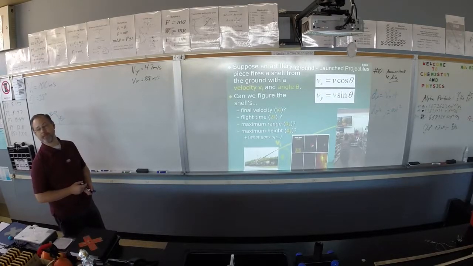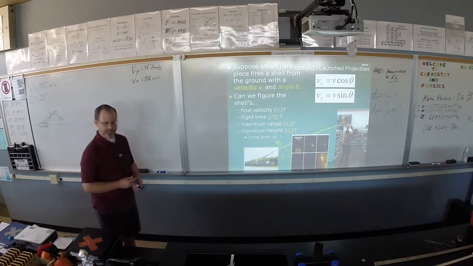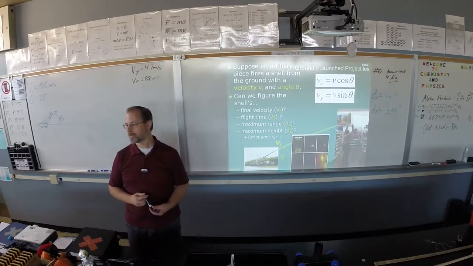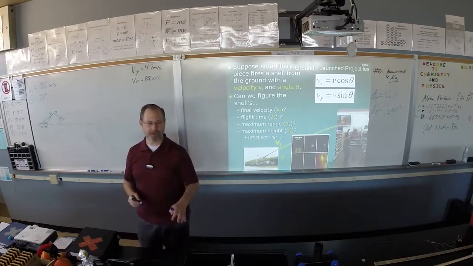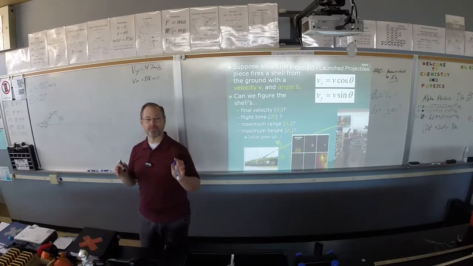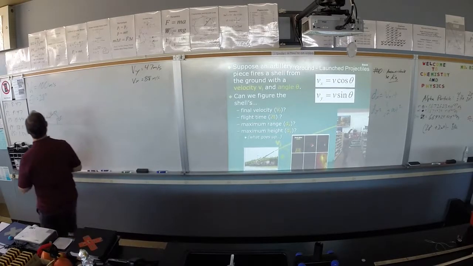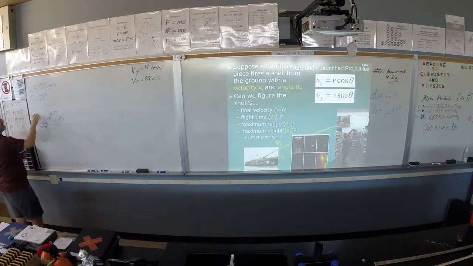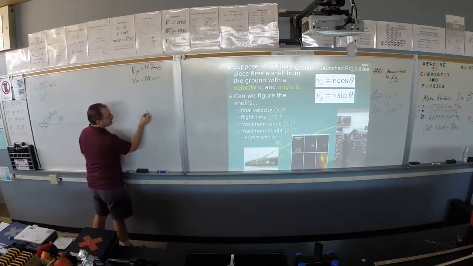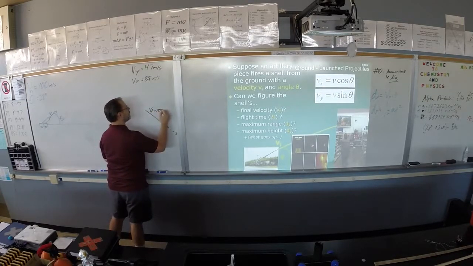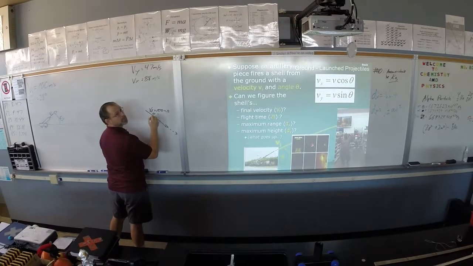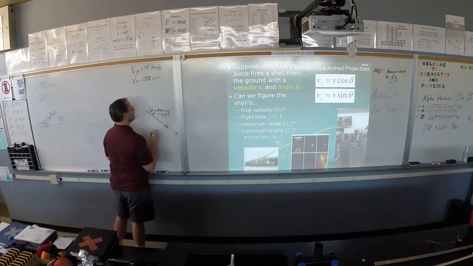Well, the final velocity is really, really easy. Why is final velocity really, really easy? It's the ground. Exactly. It is exactly the opposite vector of the initial launch. If we ignore air resistance and our VI is 100 meters per second at 28, that means our VF, coming in this way, is going to be 100 meters per second at, not 28, but negative 28 degrees.